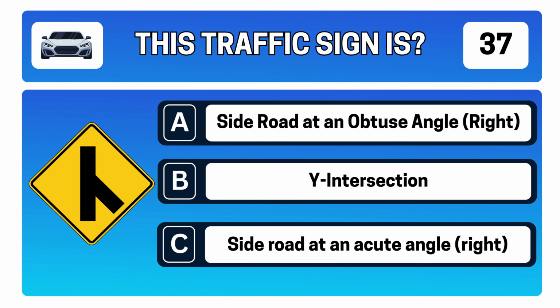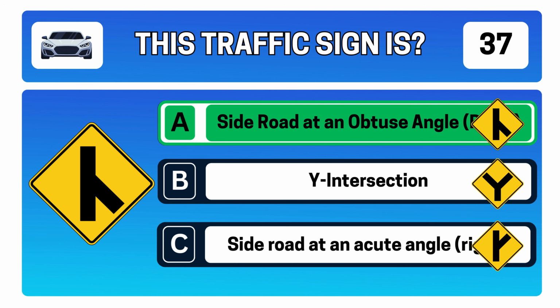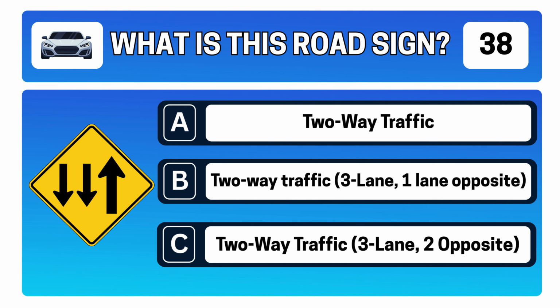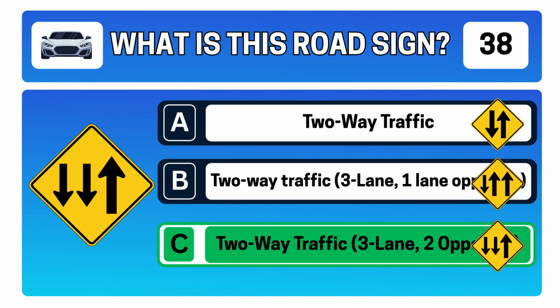This traffic sign is? Nicely done. This is the side road at an obtuse angle. What is this road sign? Perfect. This is the two-way traffic, 3-lane, to opposite sign.